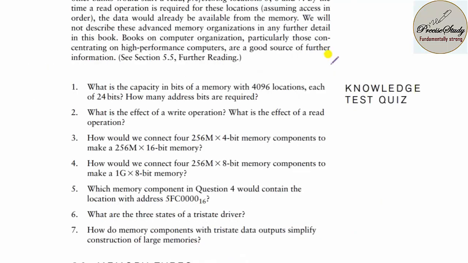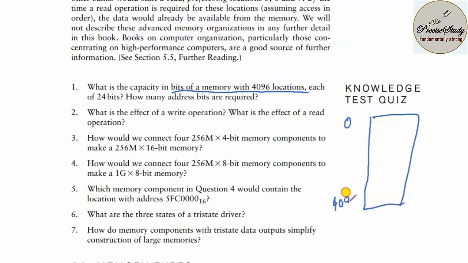Starting with the first question: what is the capacity in bits of a memory with 4096 locations? You will have a memory with 4096 locations, starting from 0 to 4095. The total number of locations is 4096, each of 24 bits. In each location you can store 24 bits.